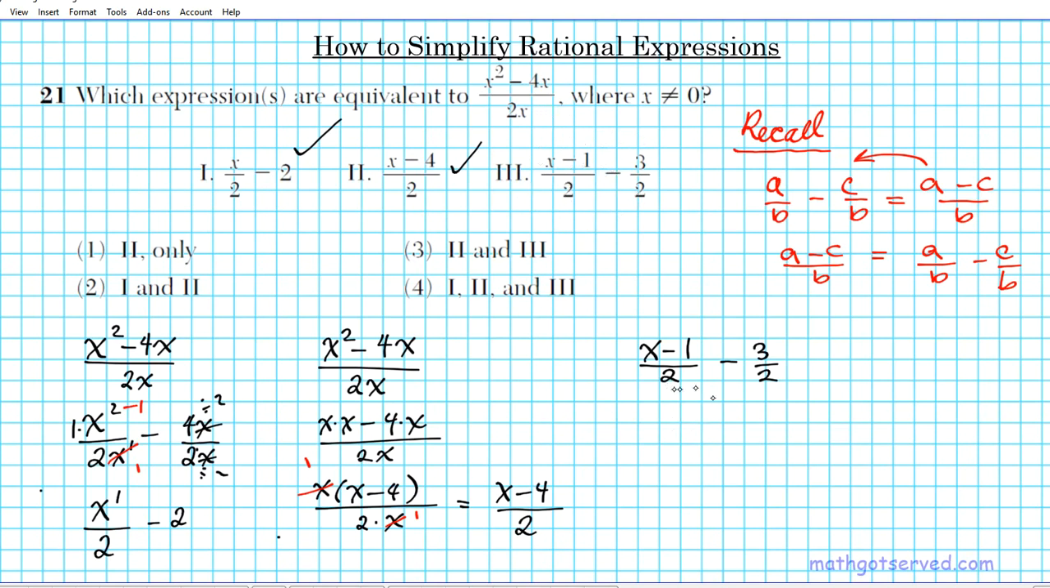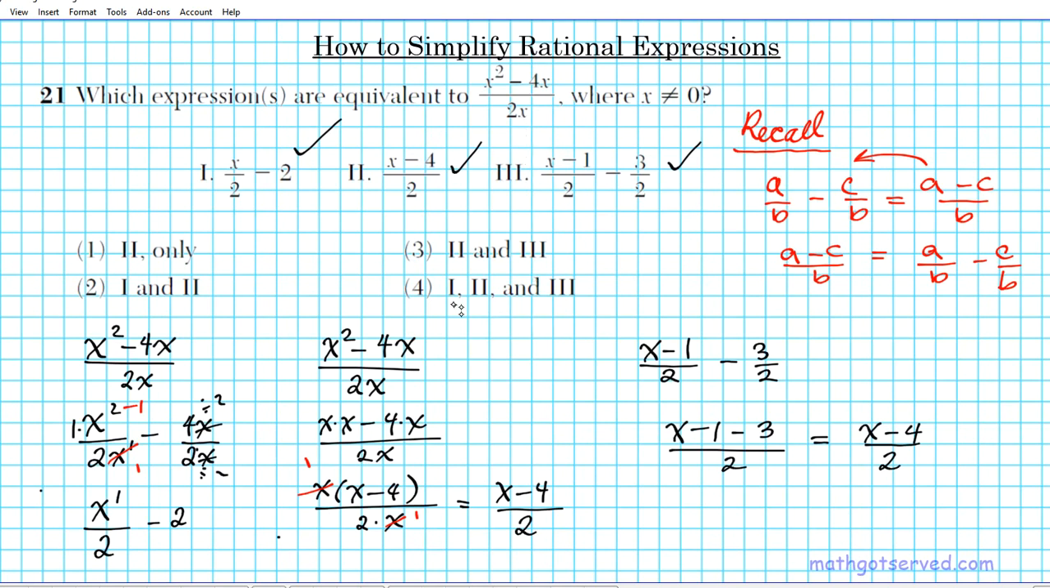If you notice, we have two fractions with identical denominators, so what does that enable us to do? We have x minus 1. We just subtract the numerators: x minus 1 minus 3, over the common denominator 2. What does that become? x minus 1 minus 3 is x minus 4, over 2. Hold on, wait a minute. This is exactly equal to option 2, which is equal to the original question. So guess what? Option 3 is also equivalent to x squared minus 4x over 2x.